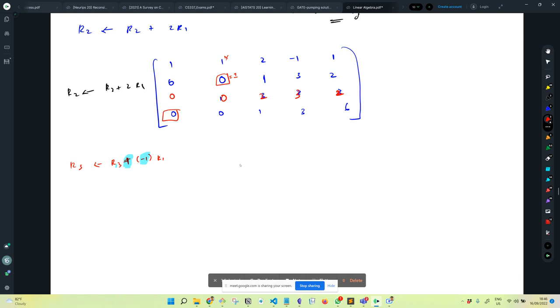Now, can you suggest one of the three operations using which you can make this entry 1? Is it possible to obtain a 1 here using the three operations that I told you earlier? Okay, let's try one by one. If I do a linear combination, will I ever get a 1 here? Is there a linear combination that will give me a 1 here?